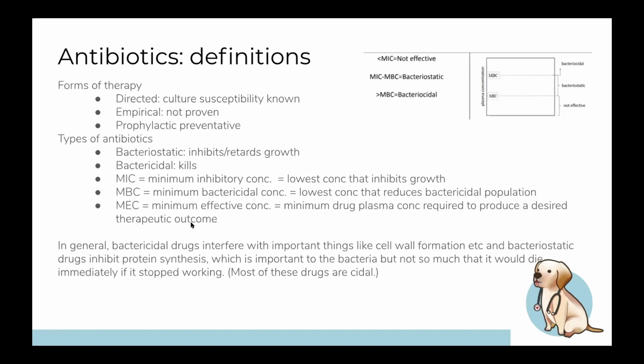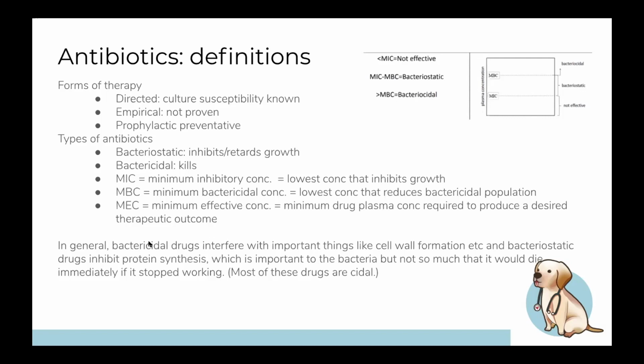And MEC is the minimum effective concentration, which is the minimum plasma concentration, which is the amount of drug in the plasma blood, required to produce a desired effect on the patient. So this is important because if you look in the corner over here, we have this little graph showing the areas where the more you give to a patient on the y-axis, you go from not effective to bacteriostatic to bactericidal. And yeah, you just need to know this for the exam.